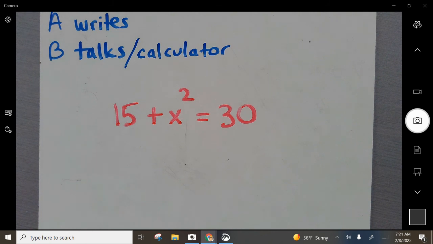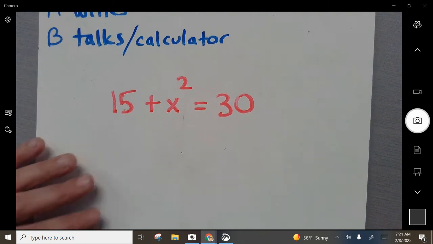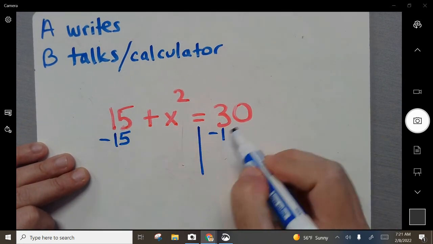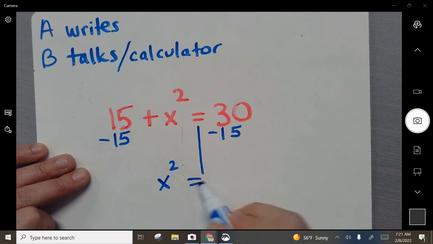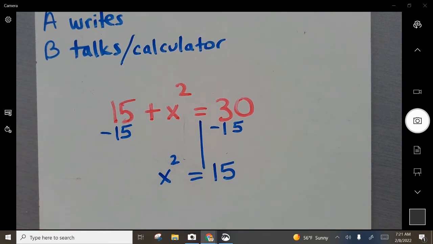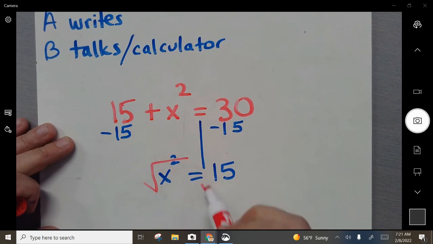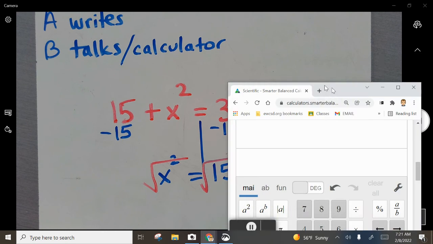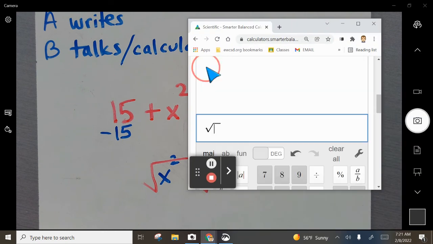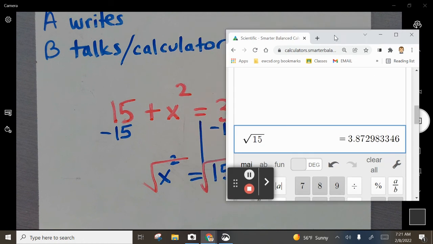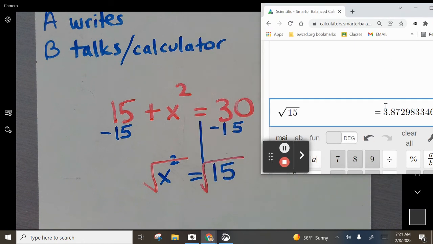All right, for this one, A would say, first step is to subtract 15 to both sides. That is your first step. X squared equals 15. Second step, square root 15. That's when the calculator comes into play. Okay, calculator's here. Square root 15. And, oh, did we already do this one? We may have already done this one. 3.87. That one is on your notes, huh? My bad. I got that stuck in my head, but it's okay.